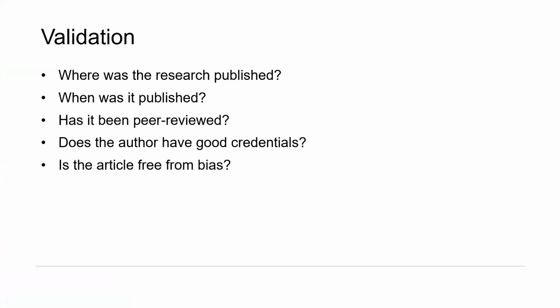So when you're doing a literature search, it's not only about finding the literature, but it's also important that it must be validated, right? So it's important to show where the research was published. Was it a scholarly article? Was it a conference proceeding? Is it of an academic quality? When was it published? Has it been peer reviewed? Does the author have good credentials? And is the article free from bias, right? So all of these things you have to try to identify when you are looking at the literature.